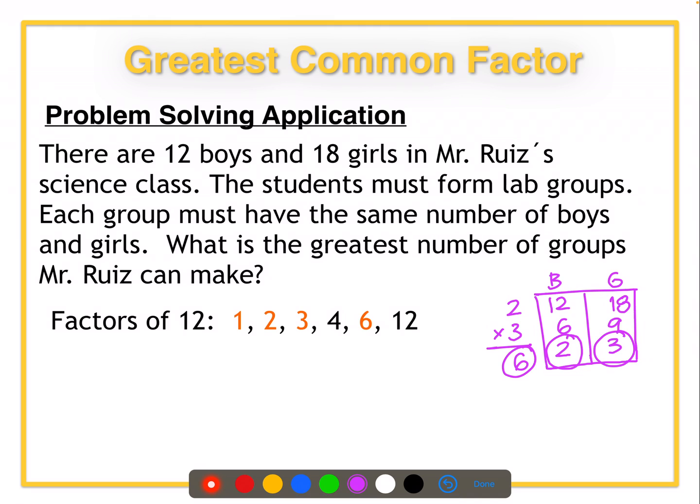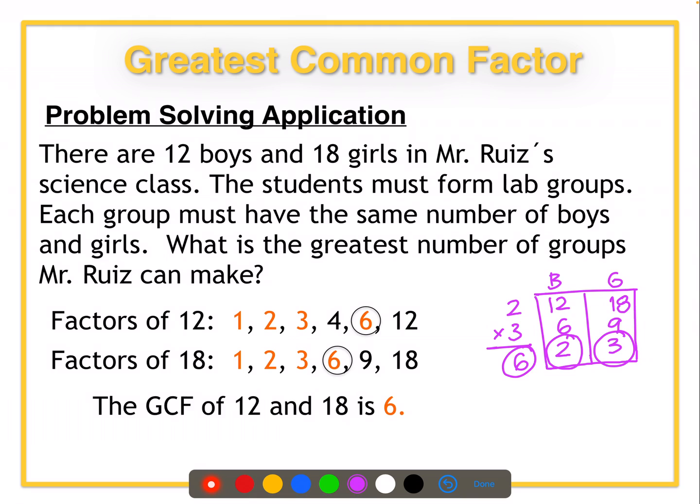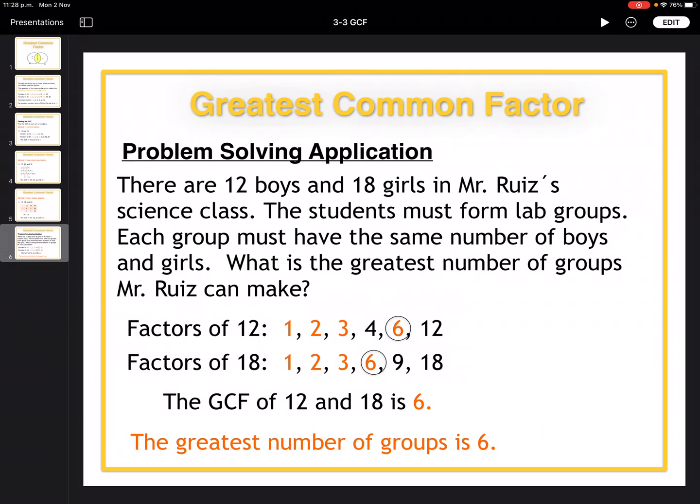In this case, I also use the list of factors. So all the factors of 12 are 1, 2, 3, 4, 6, and 12. And all the factors of 18 are 1, 2, 3, 6, 9, and 18. So as you can see, the greatest common factor is 6, which is the same as we get with the ladder diagram. So the greatest number of groups we can have is 6, and if they ask you how many inside each group, that would be 2 boys and 3 girls.